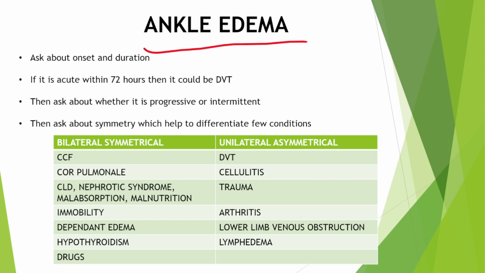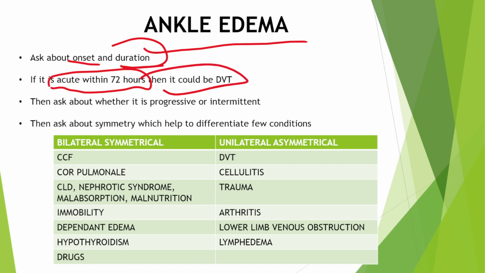Once a patient comes with ankle edema, we'll ask about the onset and duration. Like we will ask whether the ankle edema developed suddenly or gradually happening. Then we'll ask about the duration, and the important thing is that it will help guide us to some diseases. If the ankle edema development is acute, within 72 hours, then it could be DVT, especially if it is unilateral. So that's why we have to ask about the onset and duration.